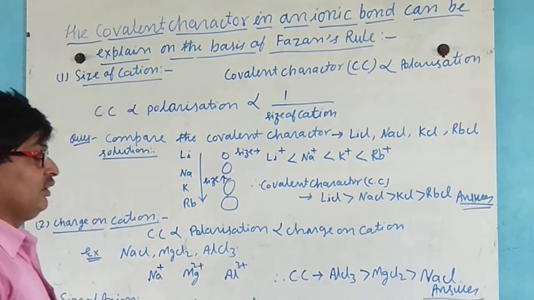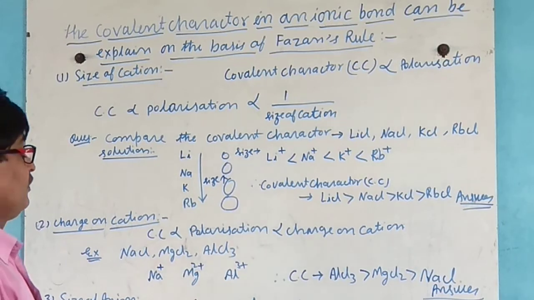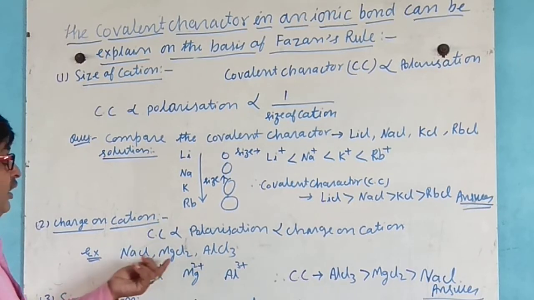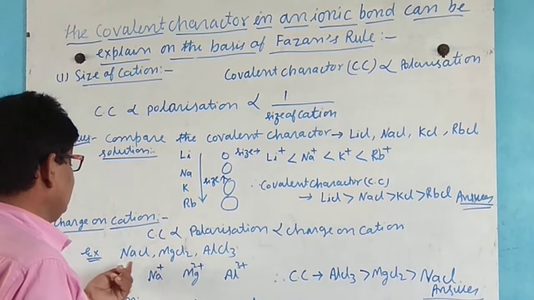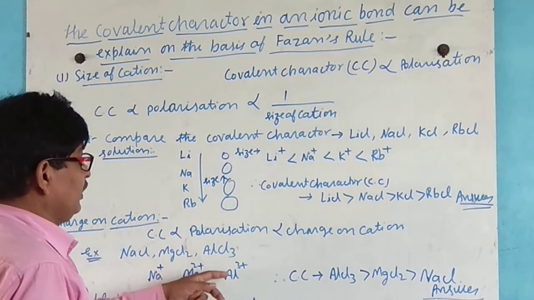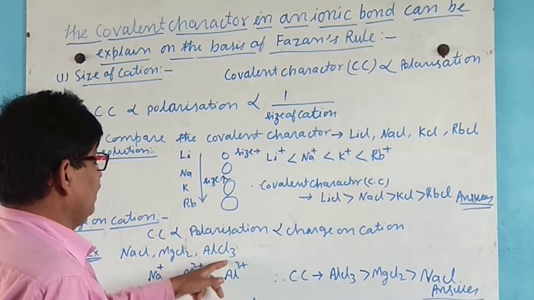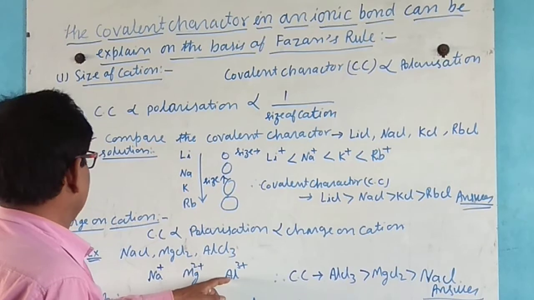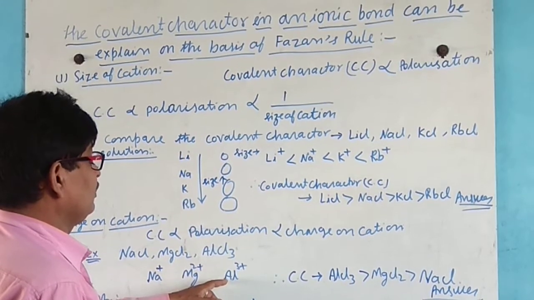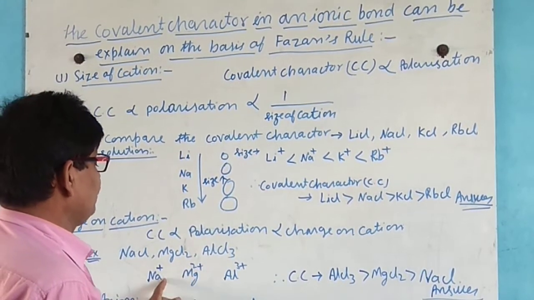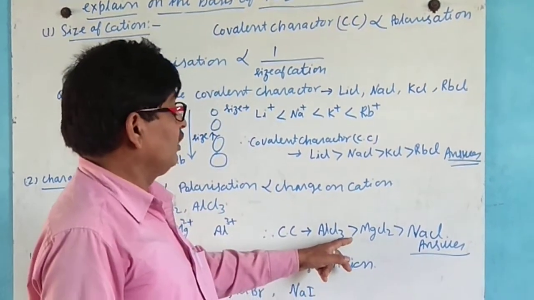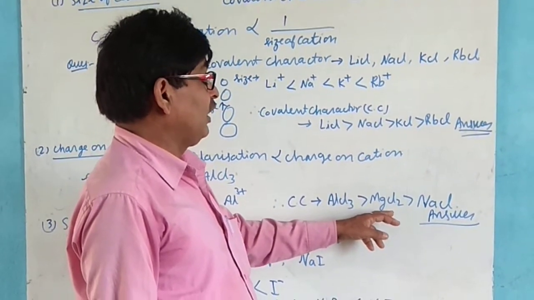Next, charge on cation: covalent character is proportional to polarization, that is, to the charge on the cation. It means that the greater the charge, the greater the covalent character. NaCl, MgCl2, AlCl3: here sodium is a cation, magnesium is +2, aluminium is +3. So the compound made by Al3+ has high covalent character in comparison to the others. So AlCl3 has greater covalent character than magnesium chloride, which is greater than NaCl. This is our answer.